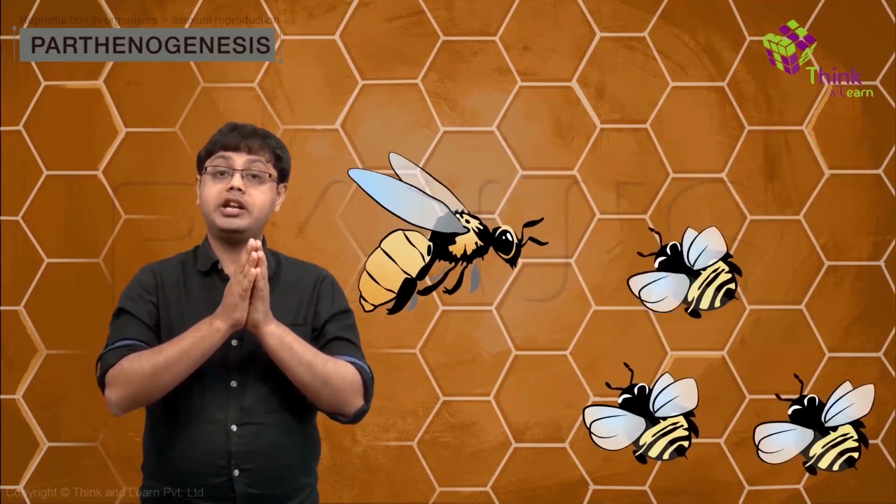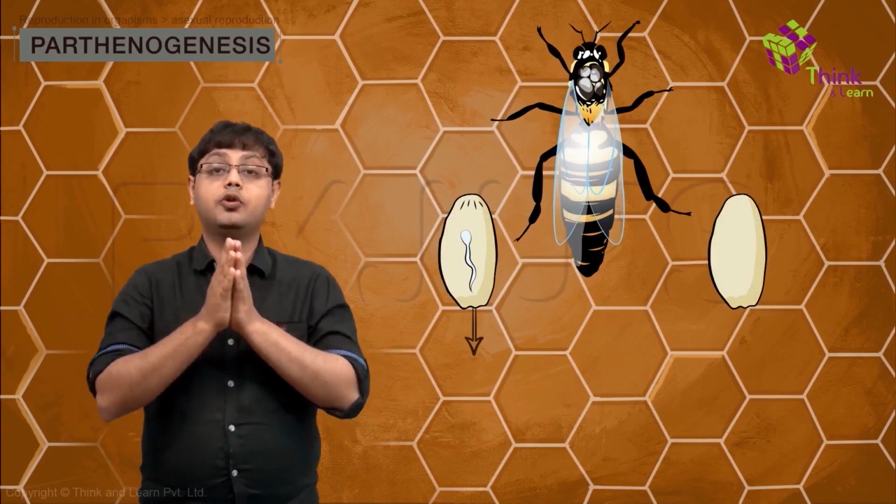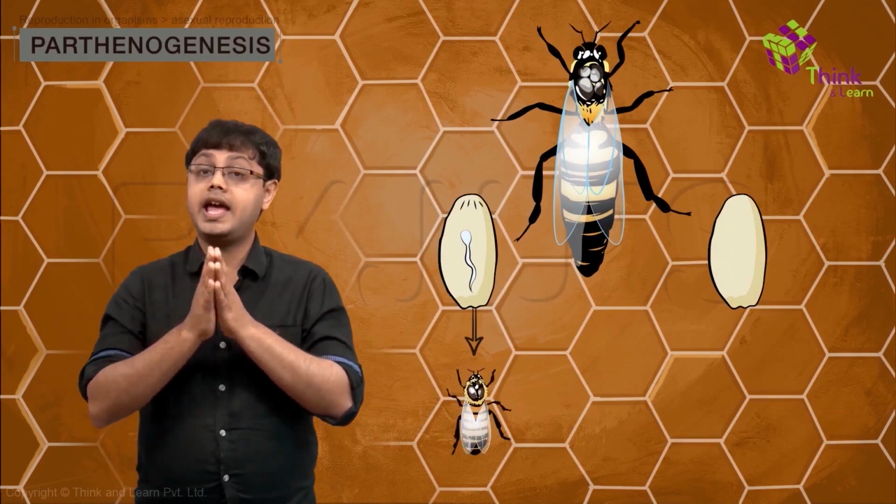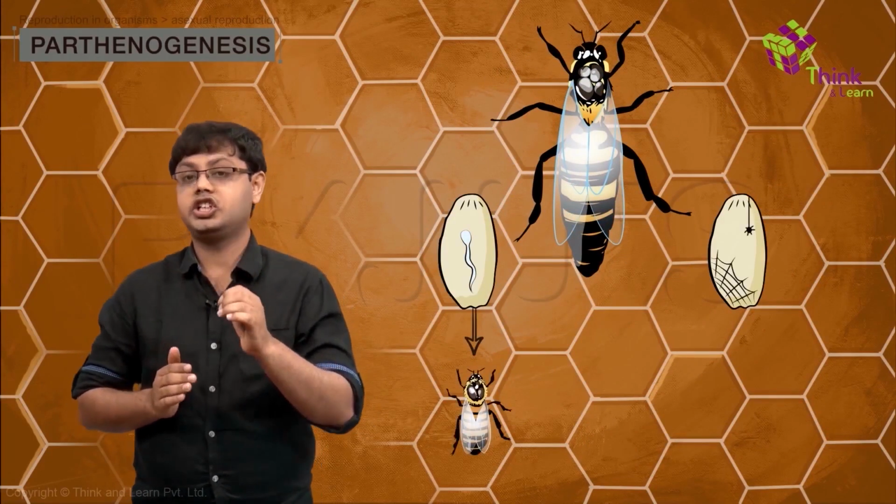After only one mating flight, where the queen bee mates with a couple of male drone bees, she stores the sperm to later fertilize some of the eggs. The eggs that the queen chooses to have fertilized develop into female worker bees, and the eggs that develop without fertilization produce male drone bees.